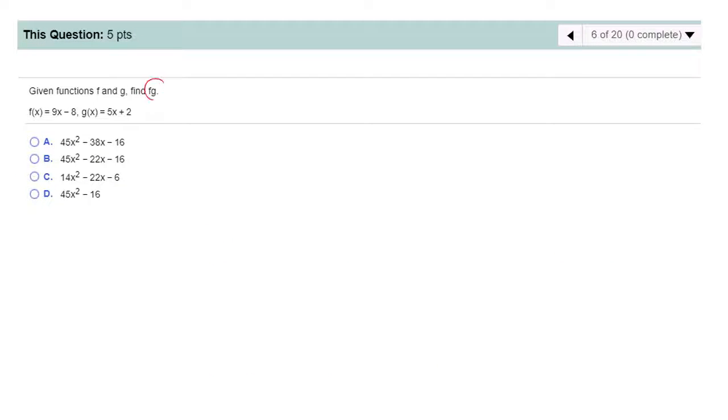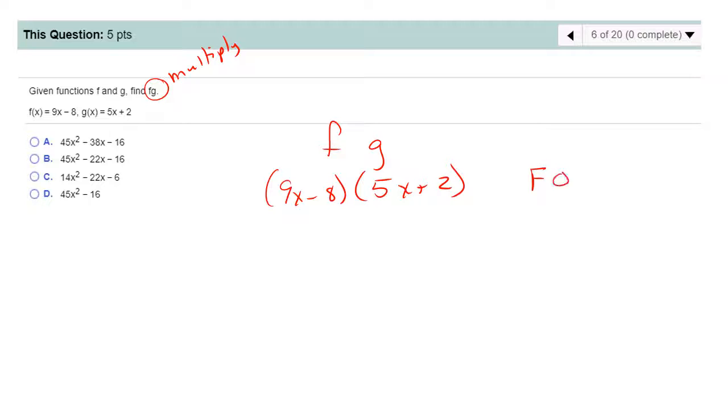Now in this problem, we have fg, so that means to multiply. When I multiply f times g, I have 9x minus 8 times 5x plus 2. This is a great time to remember the FOIL method. First, outer, inner, last. So we need to multiply. First terms would be 9x times 5x, and 9x times 5x is 45x squared.